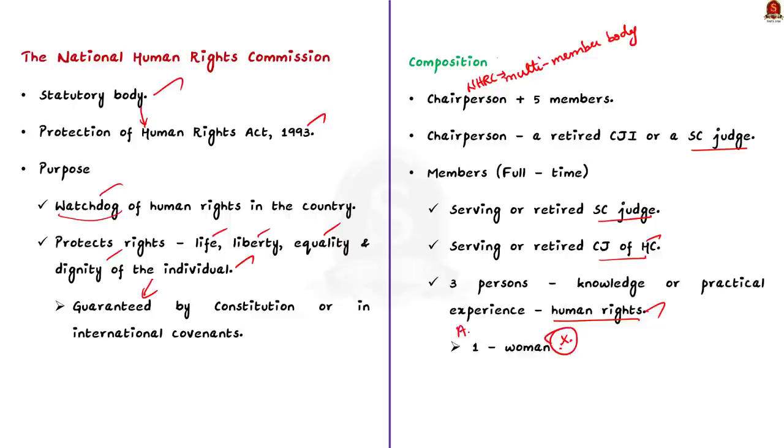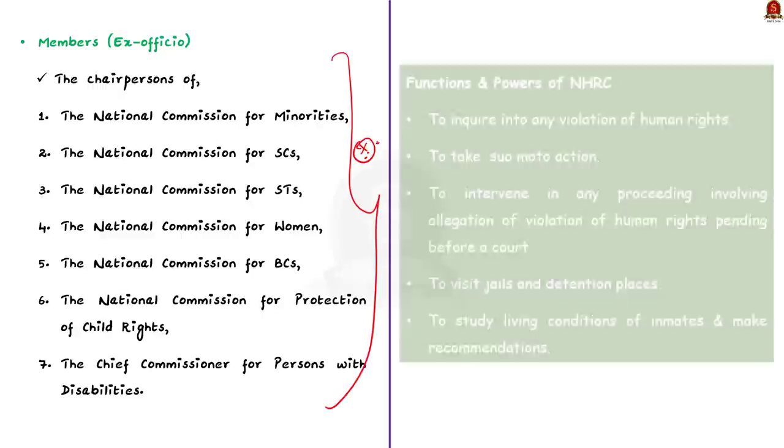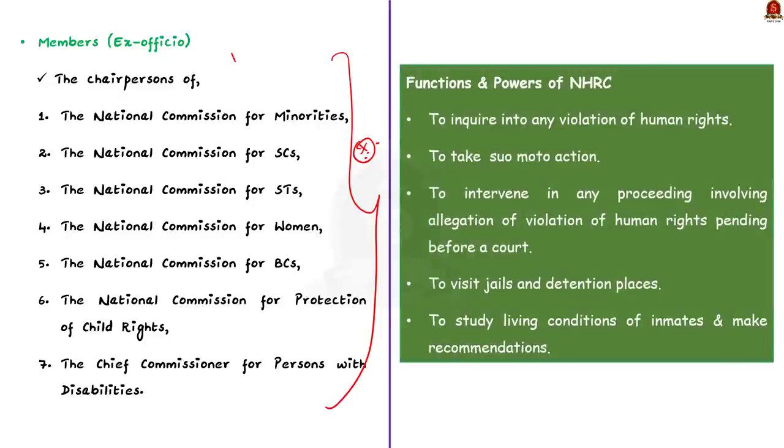Then in addition to these full-time members, the commission also has seven ex officio members. See, I have listed out the seven members here. Pause the video and go through it. So overall, the National Human Rights Commission consists of one chairman, five full-time members and seven ex officio members. And this is all about composition.